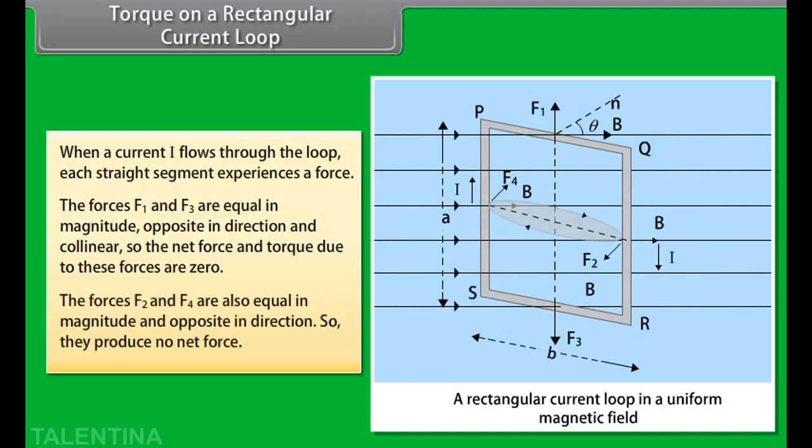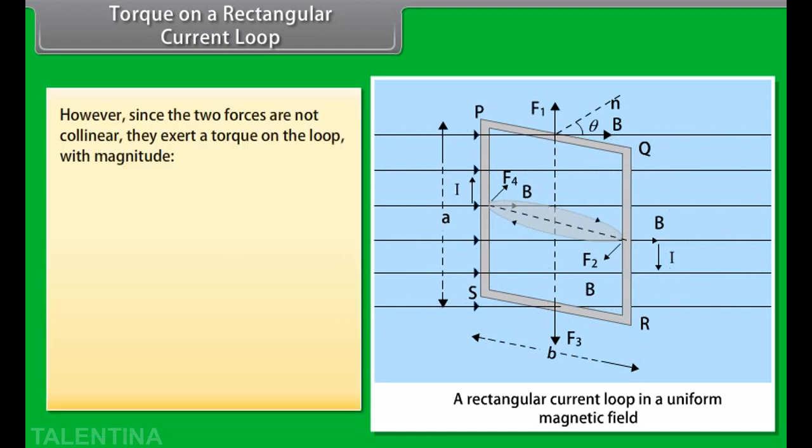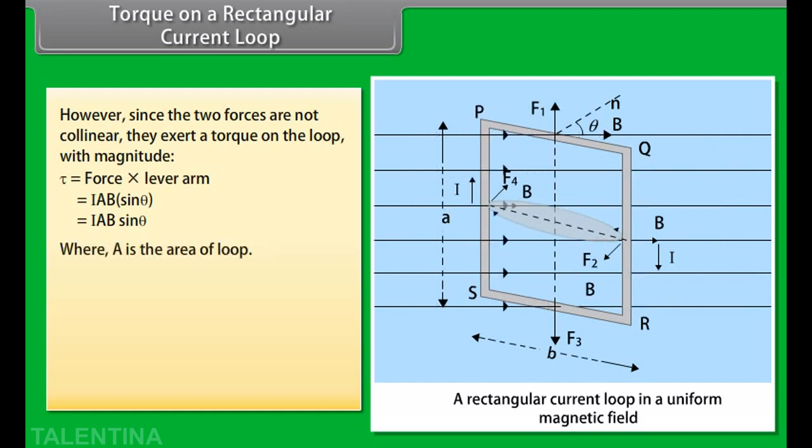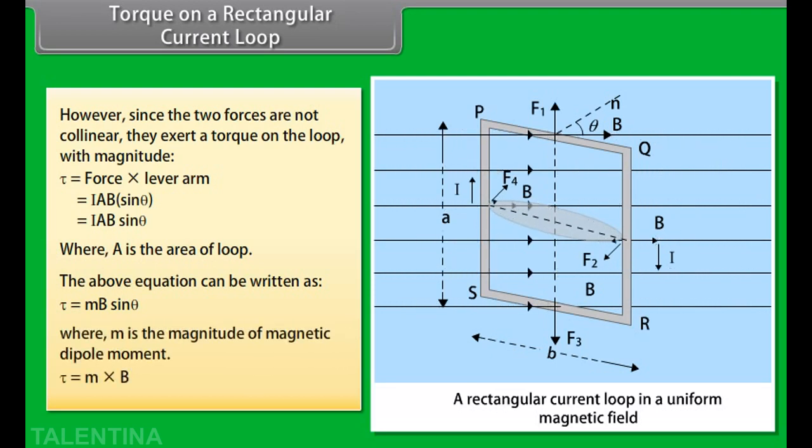The forces F2 and F4 are also equal in magnitude and opposite in direction, so they produce no net force. However, since the two forces are not collinear, they exert a torque on the loop, with magnitude equal to the product of force and lever arm, which is equal to I A B sine theta, where A is the area of the loop. The above equation can be written as tau is equal to m B sine theta, where m is the magnitude of the magnetic dipole moment. Tau is equal to the cross product of m and B.